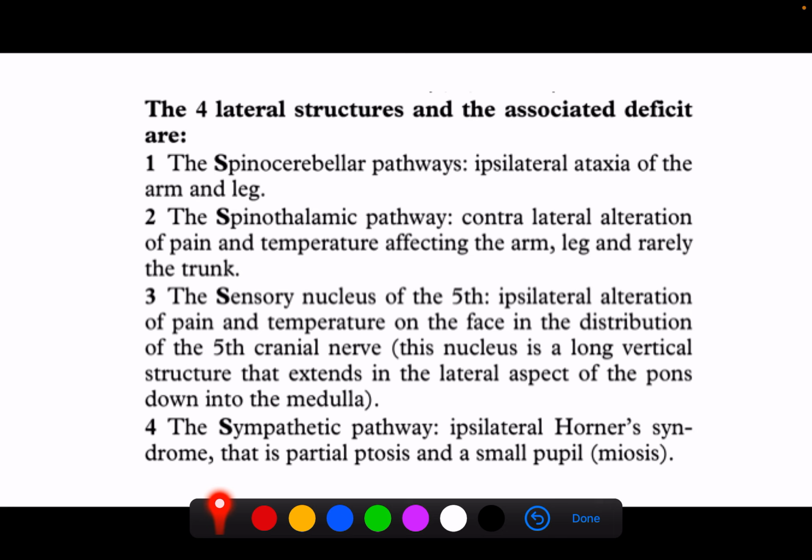Here, there's also another important thing. We need to memorize that. These are the side structures which lie laterally in the brainstem, which begin with S: the spinocerebellar pathway, and damage to it can lead to ipsilateral ataxia of the arms and legs, and damage to the spinothalamic tracts leads to contralateral loss of pain, touch, and temperature. And also there is the sensory nucleus of the 5th cranial nerve, and damage to it can lead to loss of pain, touch, and temperature on the face. And also here is the sympathetic pathway that's lying laterally in the brainstem, and damage to it can lead to Horner syndrome. Okay.